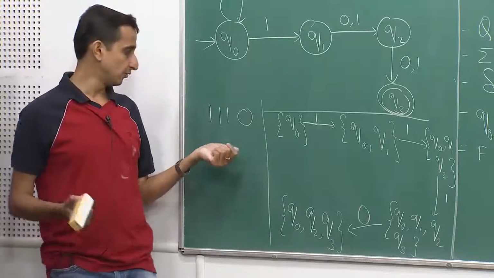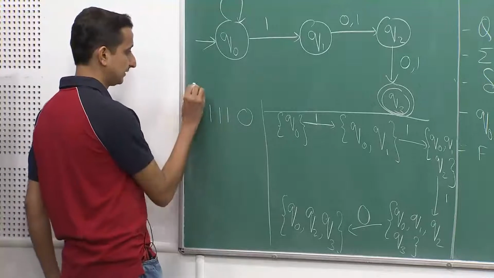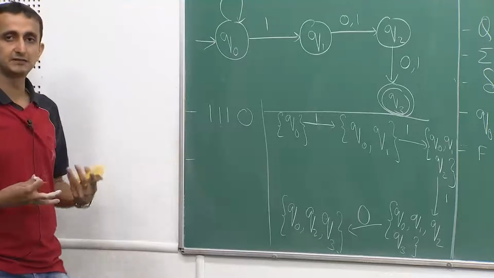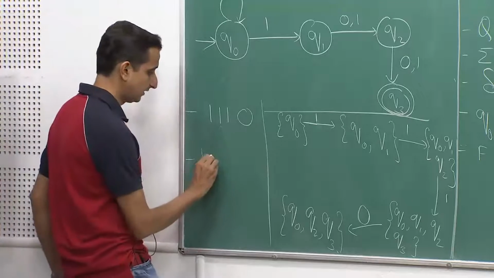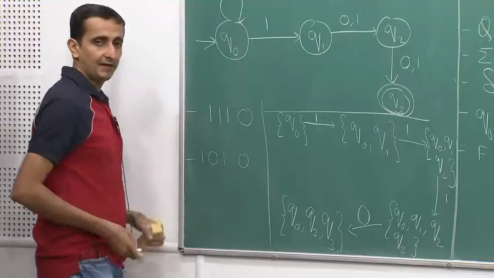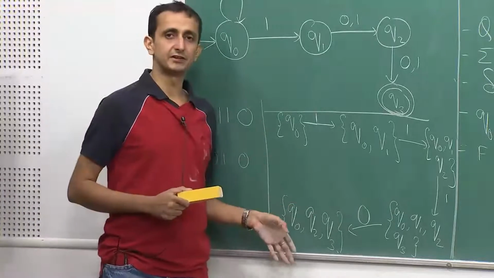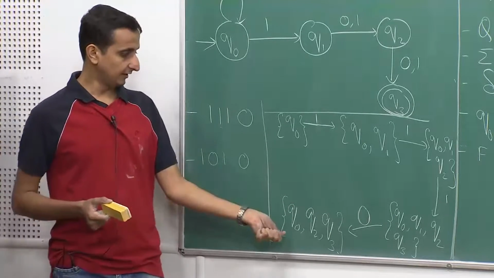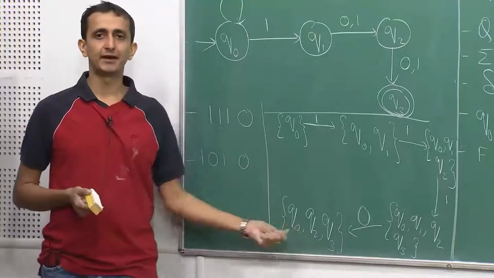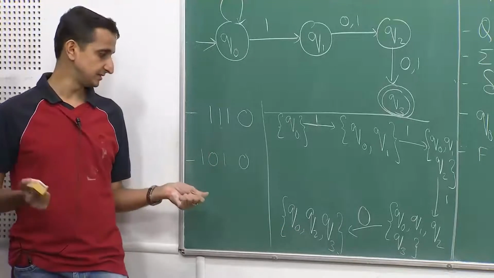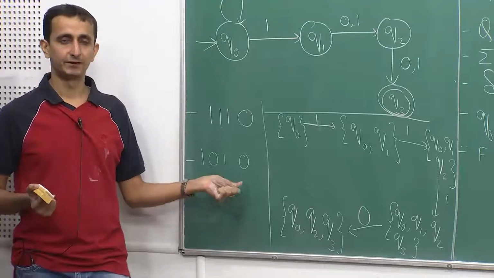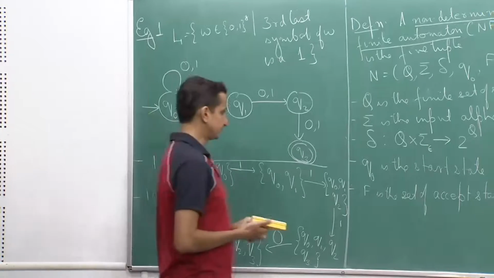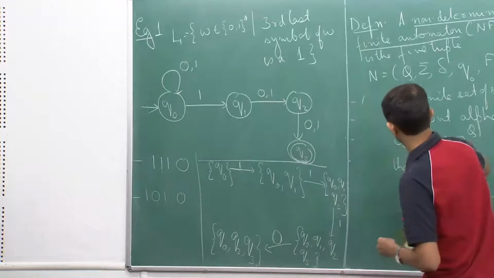Now, if you take another example where the third last bit is not a 1, let us say 1, 0, 1, 0, and you carry out this computation, you will realize at the end, you should just try this out, that you will not get Q3 in the final set of states, which means that this input will not get accepted. So, this is an example of an NFA for this language.